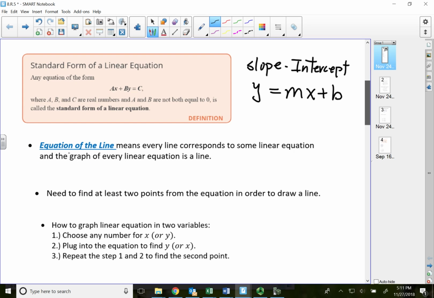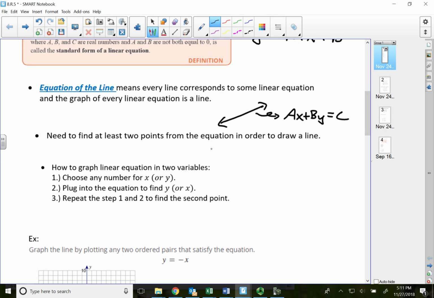All right, I mentioned the wording equation of the line. It simply means every line corresponds to some linear equation, and the graph of every equation is actually a line. So in a minute, after we find 2 points and connect them with the line, that line is actually called the equation of the line. So I'm just going to write it down in the standard form. Every equation is a line. Every line is an equation. All right. So we need to find at least 2 points from the equation in order to draw a line.